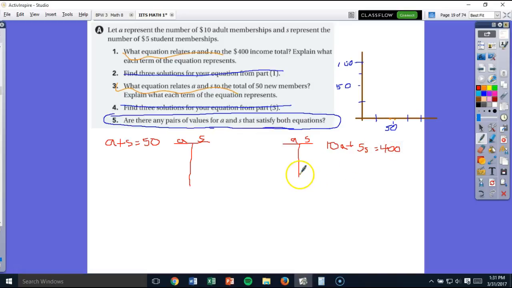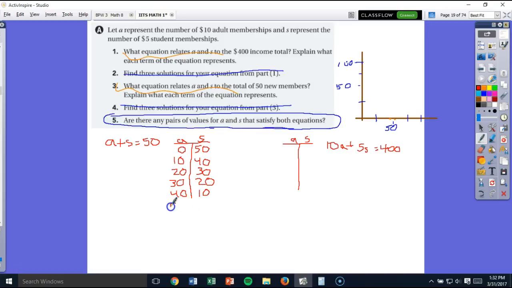So one thing you can do in situations like this is kind of plug and play a little bit, and I would suggest going in increments of 10 here. If we had 0 adult memberships, we would have to have 50 student memberships. If we had 10 adult memberships, we would have to have 40 student memberships. 20 adult, 30 students, and so on as we go through here. And maybe one of these catches, maybe it doesn't. Oops, we're going the other way on this one.